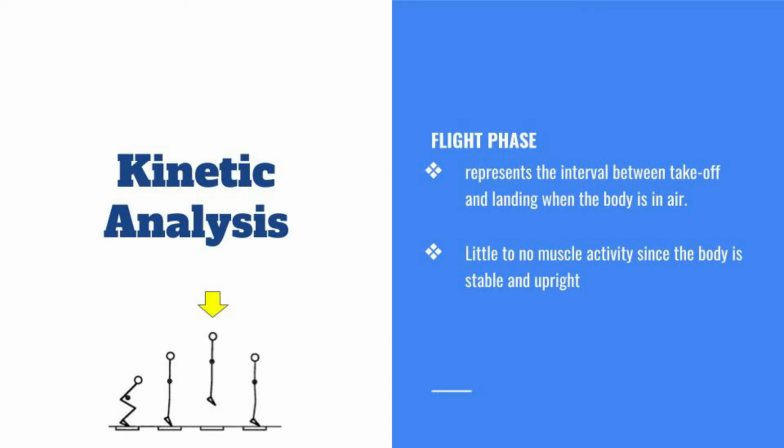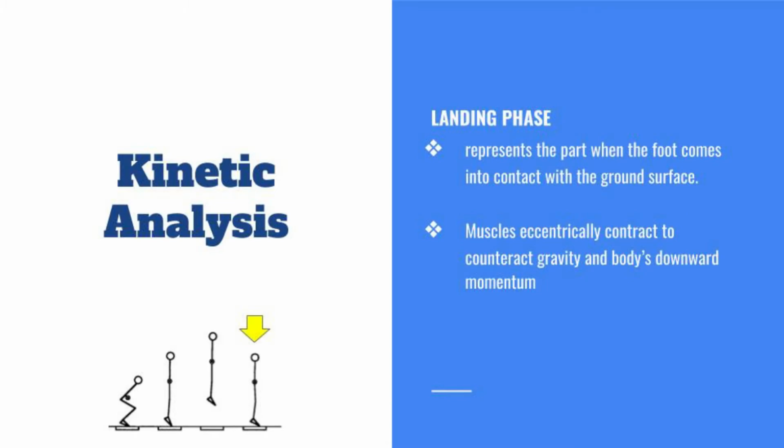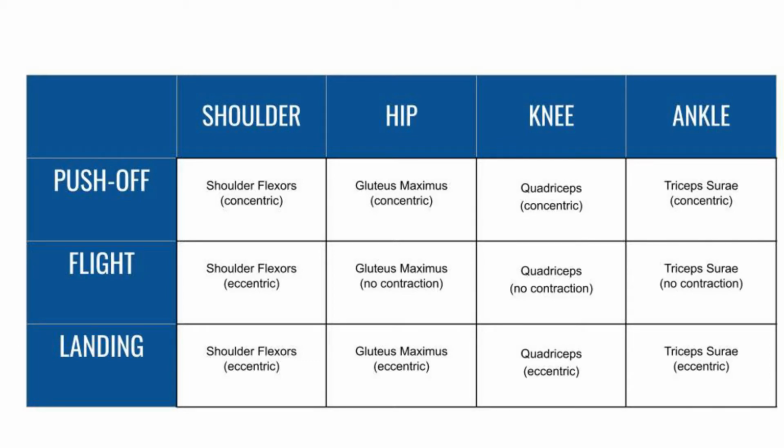Second, we have the flight phase, which represents the interval between takeoff and landing when the body is in the air. There is little to no muscle activity in the flight phase since the body is stable and upright in a fully extended position and its center of gravity is relatively near the base of support. Lastly, we have the landing phase, which represents the part when the foot comes into contact with the ground surface. In this phase, muscles eccentrically contract to counteract gravity and the body's downward momentum. Now we will discuss the different muscle contractions in each phase and joint during the squat jump.